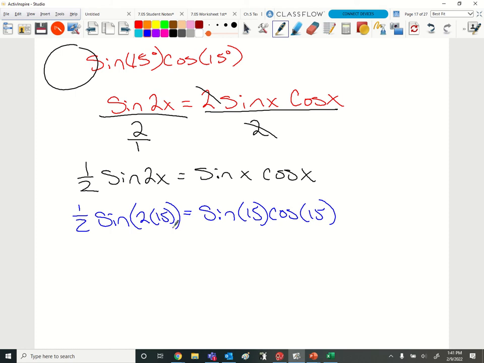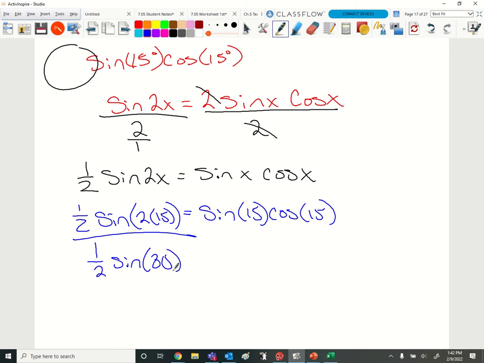So now I'm trying to get rid of the sine 15 cosine 15, right? So I'm getting rid of all that. I'm only going to work with the left side over here now. Only the left side. So what is 2 times 15? 30, right? So now it's going to say 1/2 times sine of 30.